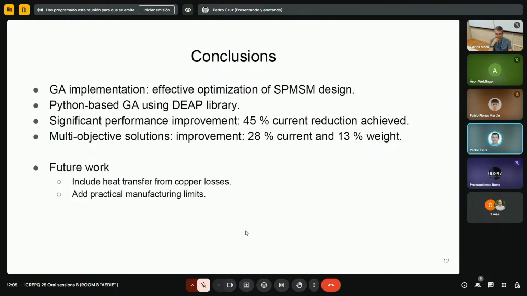Regarding the future work, we can include also the thermal analysis with the heat transfer from copper losses, and we can add more practical manufacturing limits than we have used now in the paper. And that's it.